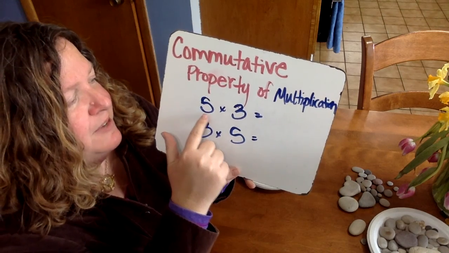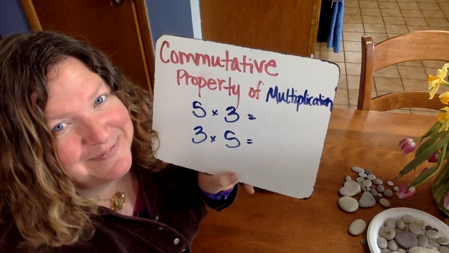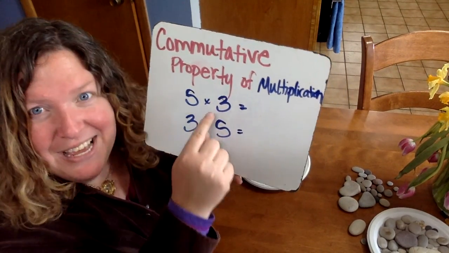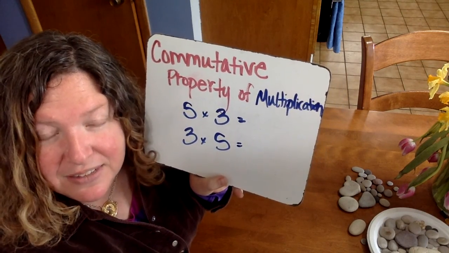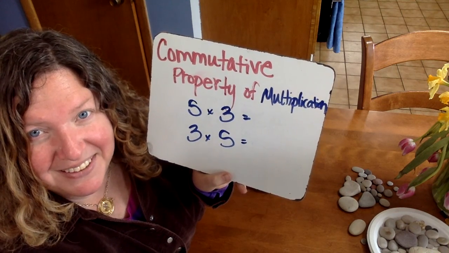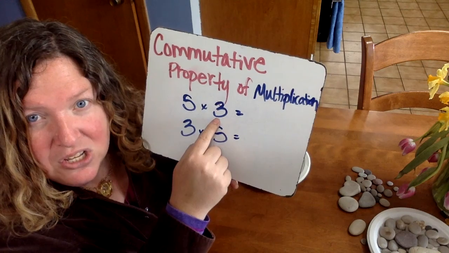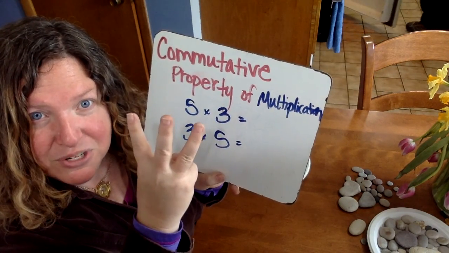So we've got 5 times 3. What does times mean? Hopefully you're saying groups of. 5 times 3 means 5 groups of 3. So how many groups do we need, and how many is in each one? 5 groups of 3. So we need 5 groups, and in each of those groups, there's 3 things.